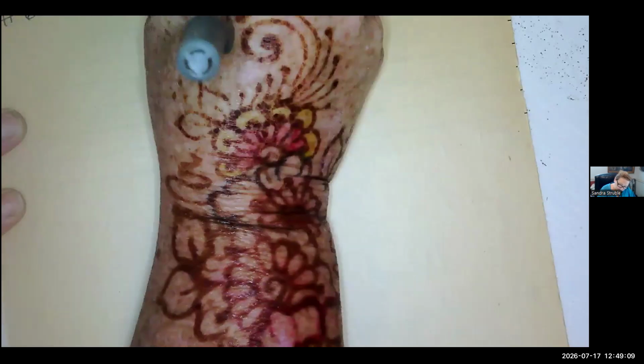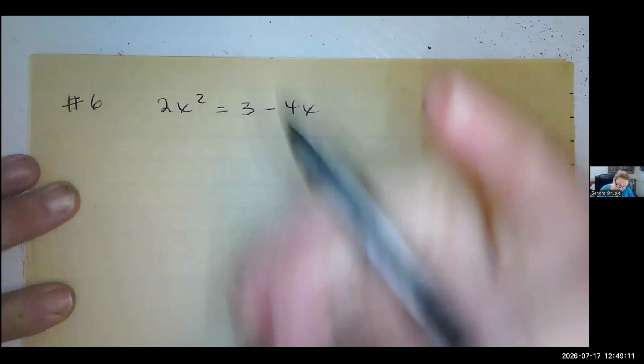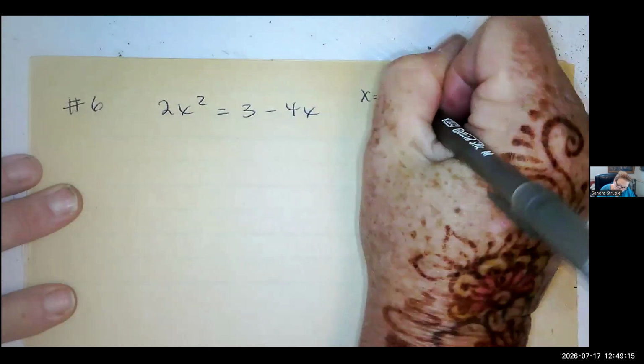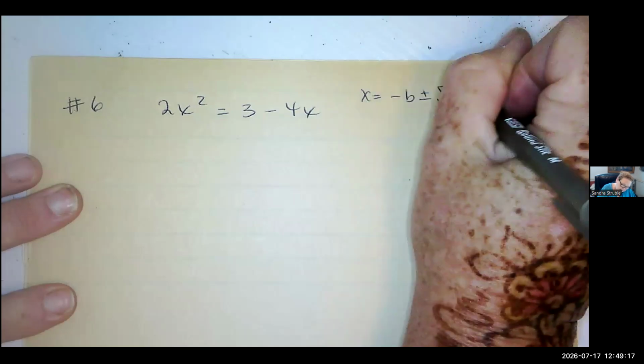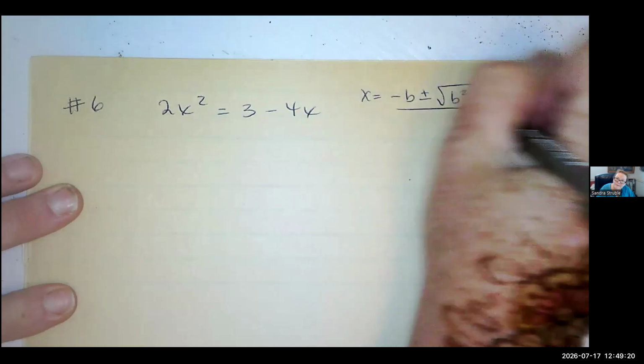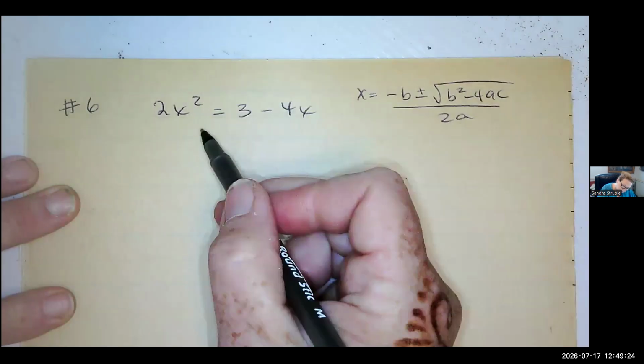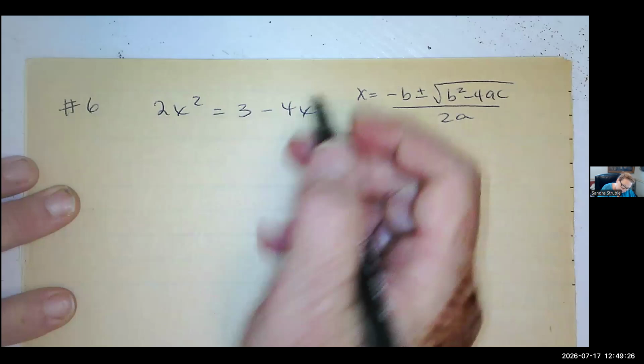No decimal answers. Okay. Number 6. 2x squared equals 3 minus 4x. That's where you can see it. Again, we've got the quadratic formula is negative b plus or minus the square root of b squared minus 4ac, all of that over 2a. I need all my terms on the same side, and I need them equal to 0. So I'm going to subtract 3 and add 4x to both sides.